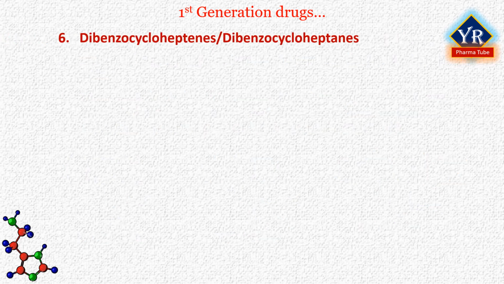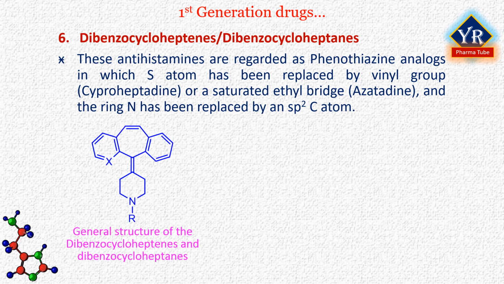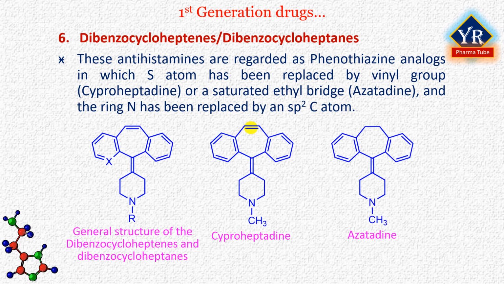The last class of first generation antihistamines are dibenzocycloheptines or dibenzocycloheptanes. These antihistamines may be regarded as phenothiazine analogues in which the sulfur atom has been replaced by an isosteric vinyl group as in cyproheptadine or a saturated ethyl bridge as in azatidine, and the ring nitrogen has been replaced by an sp2 carbon atom as shown in the structure. The two members of this series are closely related in structure.